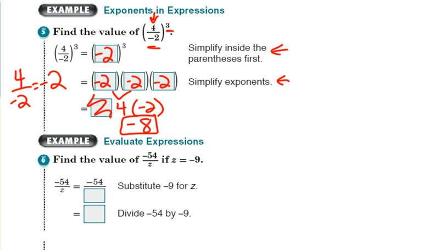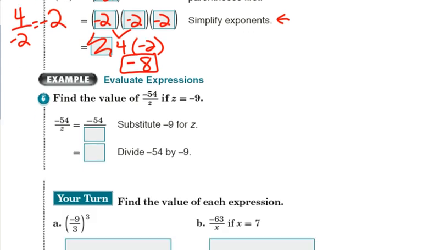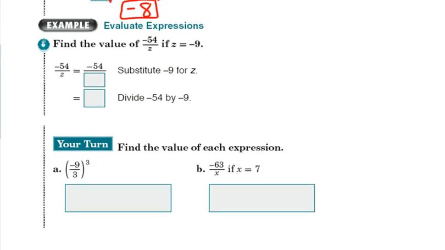So let's evaluate some expressions. Remember, evaluate just means whatever they tell us to put in. Let's say z equals negative 9. We're going to put that in for this z. We're substituting it in. So substitute in negative 9 for z, and they give us a space to do that. We divide negative 54 by negative 9, and we get a positive 6, because remember, negative divided by negative is a positive 6.